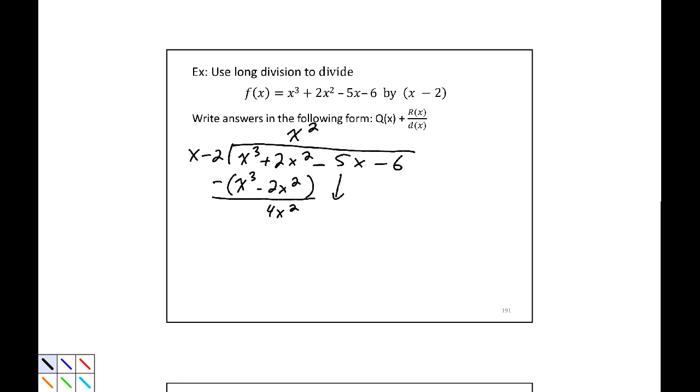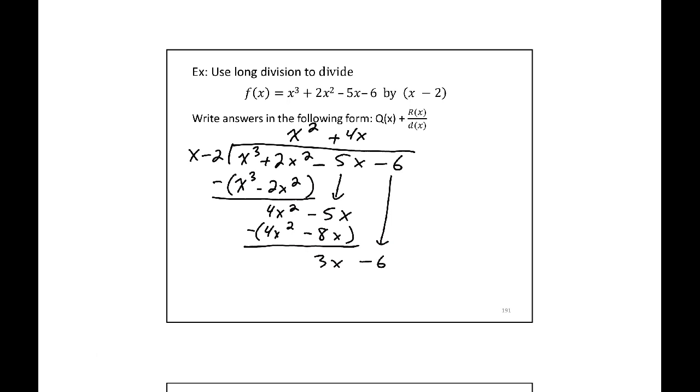Now I'm going to bring down the next term and start the process over. What could I multiply x by to get 4x squared? Well, 4x. Think about the exponents there. So 4x times x is 4x squared, as I hoped. 4x times minus 2 would be minus 8x. Put that in parentheses and subtract again. 4x squared minus 4x squared is 0. Negative 5x minus a negative 8x would be a positive 3x. And now I'll bring down my minus 6.